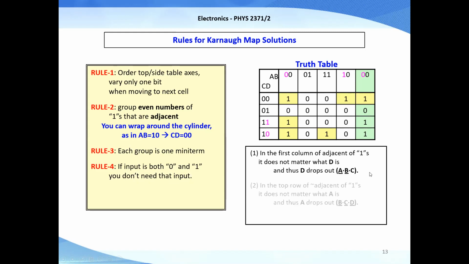So the first column of adjacent ones here, D dropped out. Here, A could be anything, 1 or 0, so A dropped out here. And so here are your 3 terms. Instead of having 4 complete terms, each with 4 inputs, I now have 3 terms. I've gotten rid of one term, and 2 of the terms only have 3 inputs instead of 4. Here's one with 4 inputs, 3 inputs, 3 inputs.